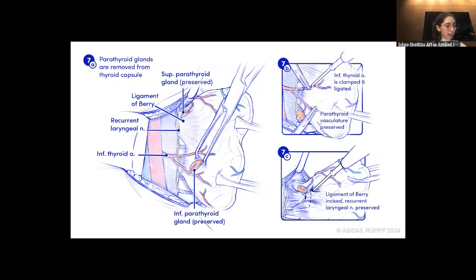In 7C, at the upper tracheal rings, the recurrent laryngeal nerve embeds itself into the ligament of Berry, where the thyroid is firmly adhered to the trachea. The ligament is ligated and cauterized to protect the recurrent laryngeal nerve. Once ligated, the thyroid loses its adhesion to the trachea and is much more maneuverable.